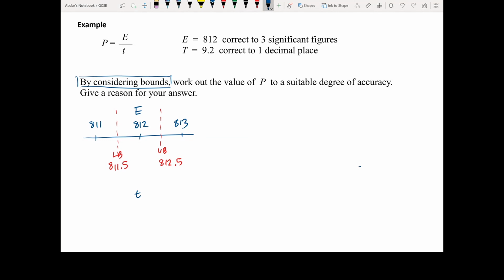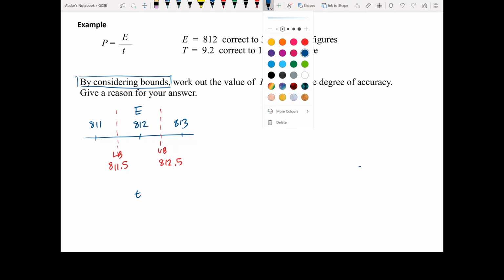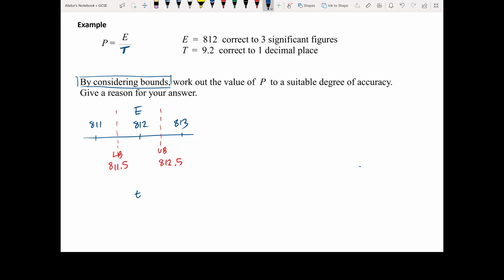T is 9.2. Here, just to understand that T is exactly the same T, we should have uppercase T here, so let's stick to the same notation. Uppercase T here, and the value of T here is 9.2. Draw a number line. The number before that would have been 9.1. The number after that would have been 9.3, correct to one decimal place. So the upper bound of those values would have been as follows. Upper bound would have been 9.25, and lower bound would have been 9.15.